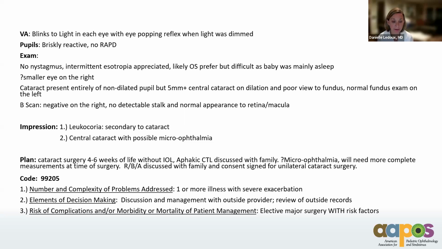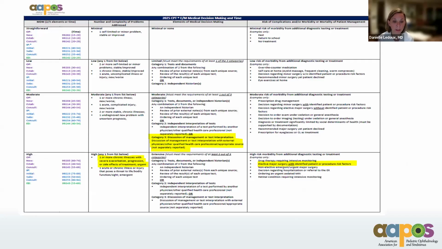So this would be a level 5, 99205, because you have one or more illness with a severe exacerbation. You did discuss this with an outside provider when the neonatologist contacted you. You also reviewed outside records. But the big element here too is that this is elective surgery with identifiable risk factors based on the patient's age. So when we look at page 1 of our grid, again, we have an urgent situation, a chronic illness with severe exacerbation, and that would require major surgery within the critical period for this child.